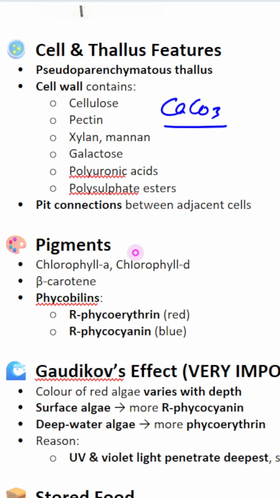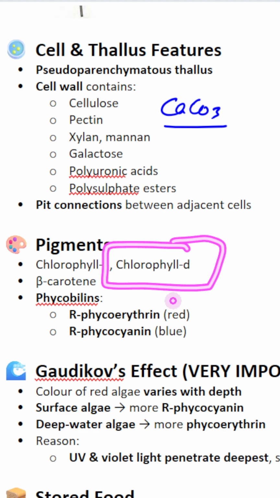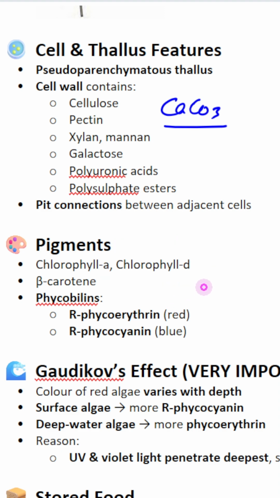Now let's discuss its pigments. As usual, chlorophyll a is the universal pigment. In addition to chlorophyll a, they contain chlorophyll d, because green algae contain chlorophyll b with a, and brown algae contain chlorophyll c with a, whereas red algae contain chlorophyll d with a. It also contains beta carotene.